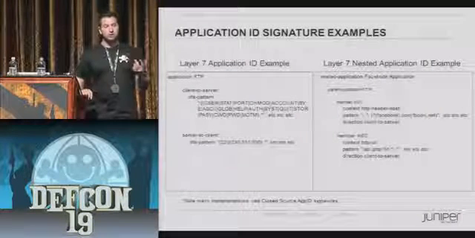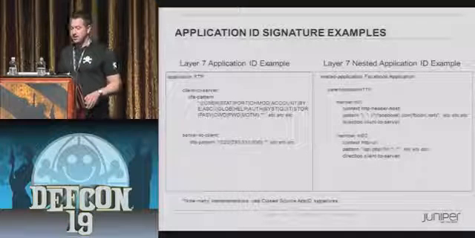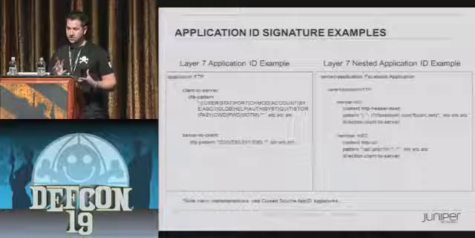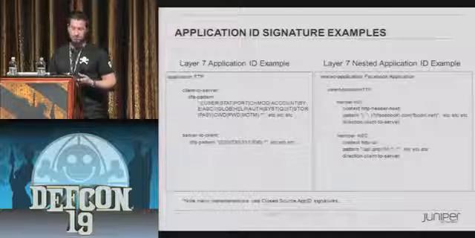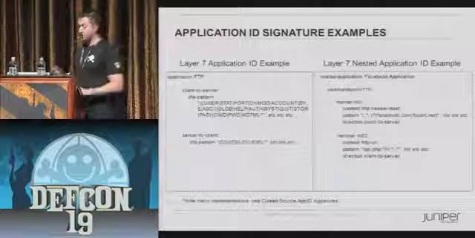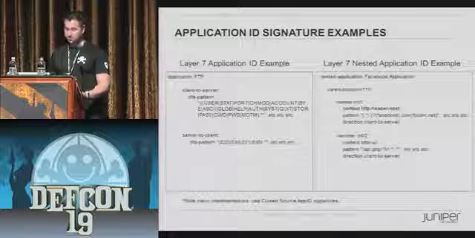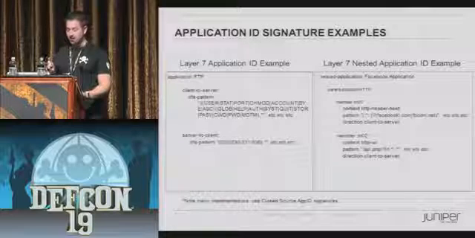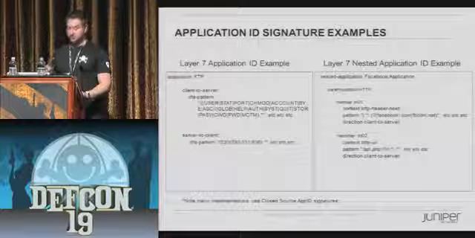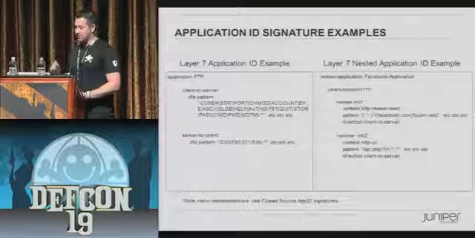Now, I just wanted to show an example of an App ID signature. Basically, these are pretty similar to IPS signatures, as I mentioned. We have both a layer 7 application and also a nested application. Looking at the left side, we're looking for a DFA pattern, and we're doing so in both directions in this specific implementation. That's actually quite important, as you'll see later.